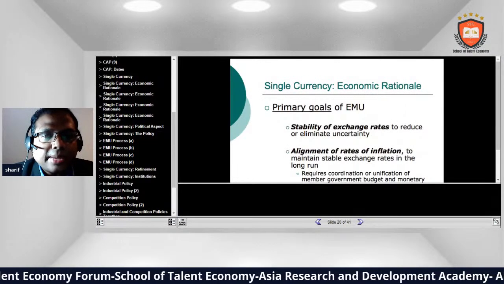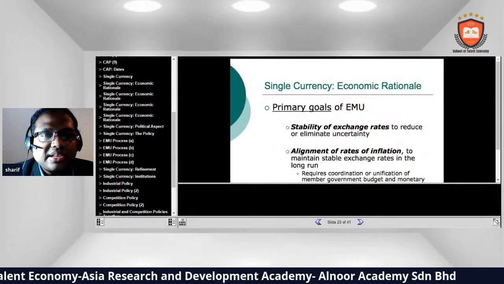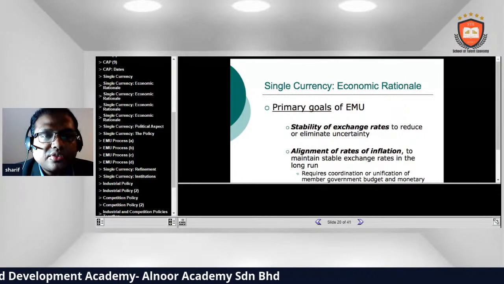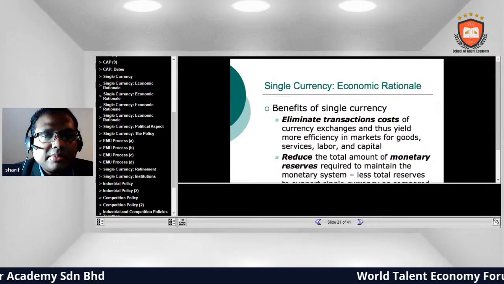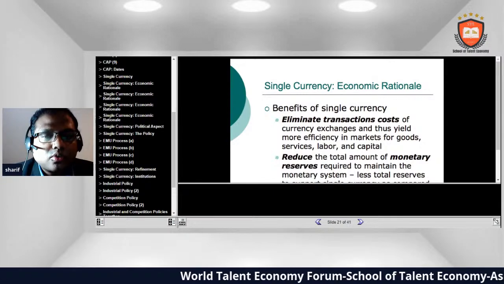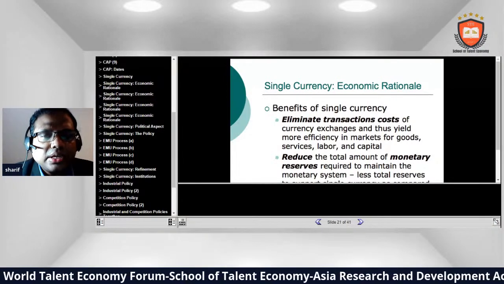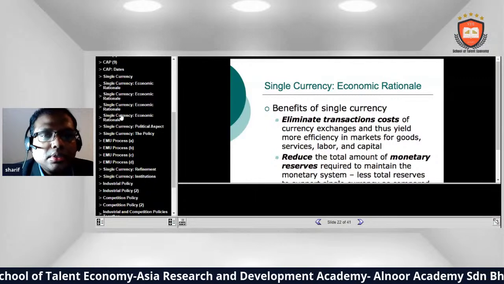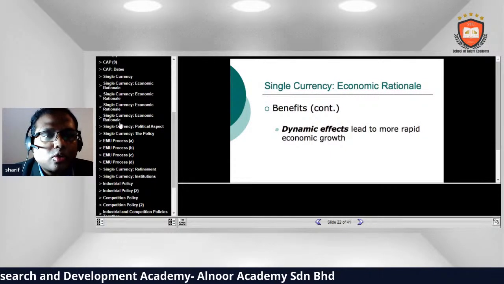Primary goals: stability of the exchange rate to reduce or eliminate uncertainty, alignment of the rate of inflation, and so on. Benefit of single currency: eliminate transaction cost of the currency exchange and thus yield more efficiency in the market for goods, services, labor, and capital. Reduce the total amount of monetary reserve required to maintain the monetary system. So this is the dynamic effect that leads to repaid economic growth.